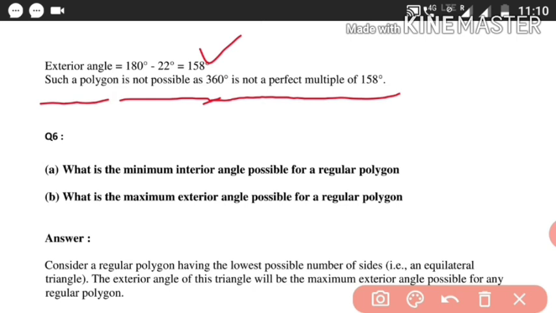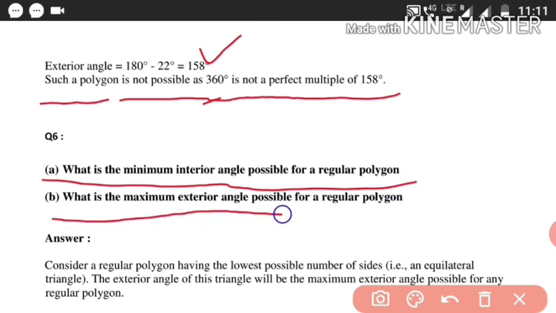Now come to the next question. Question number 6. What is the minimum interior angle possible for a regular polygon, and what is the maximum interior angle possible for a regular polygon? Minimum means the smallest possible angle for a regular polygon that we have to find.